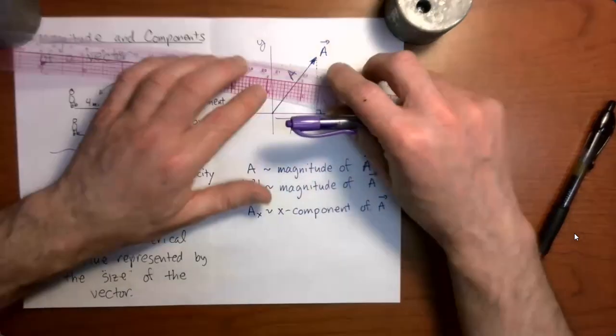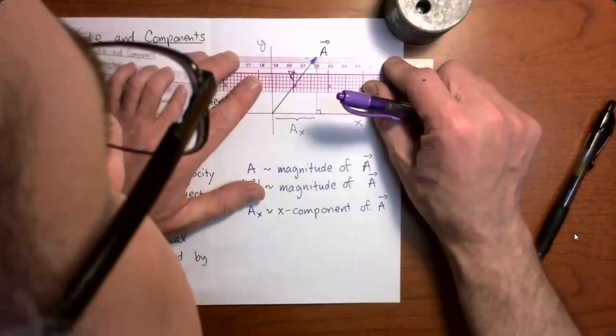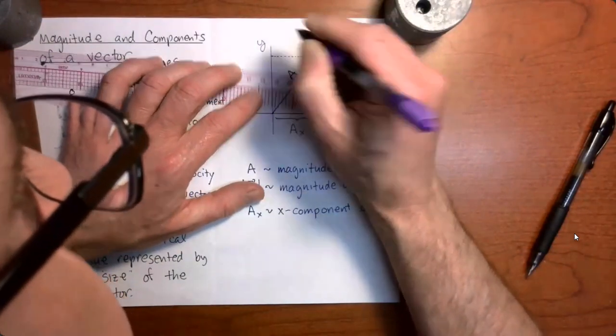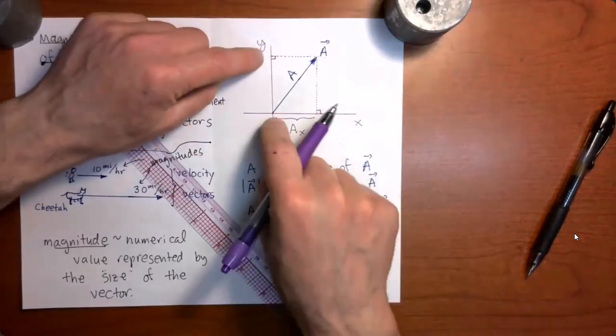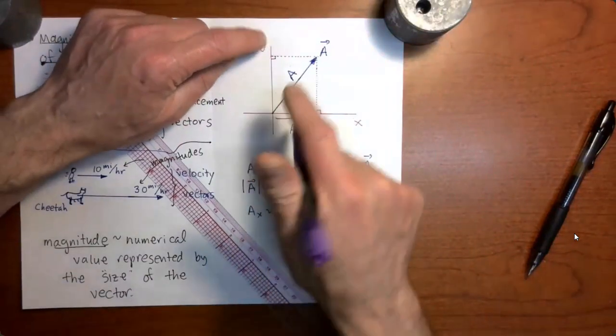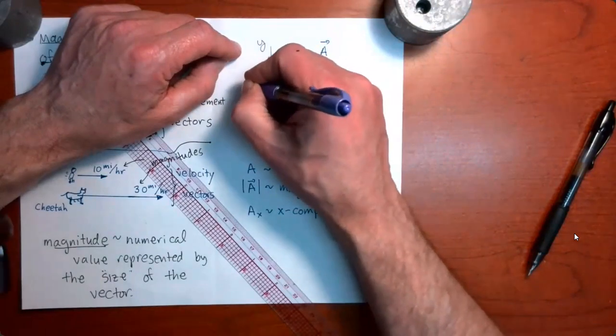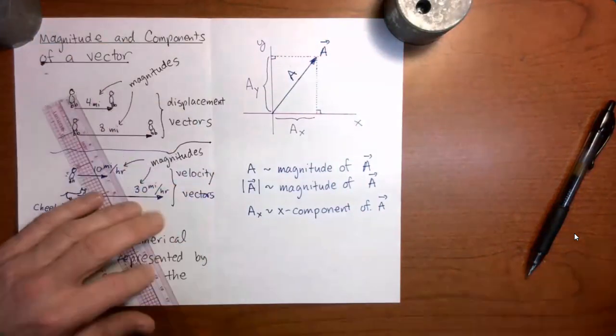Similarly, I can start from the tip of vector A and drop a perpendicular to the y-axis, right? So right angle in there. This segment that I form in here is what we call the y component of vector A, denoted A sub y.